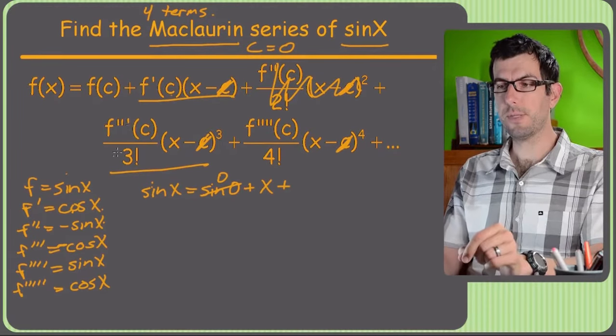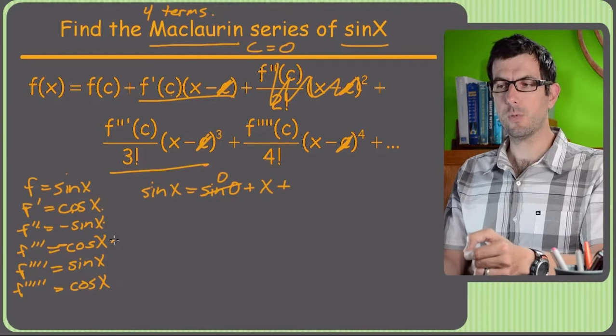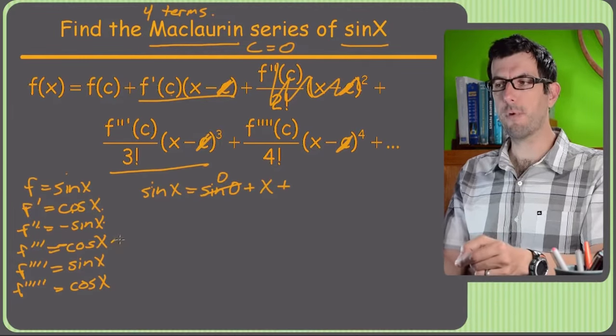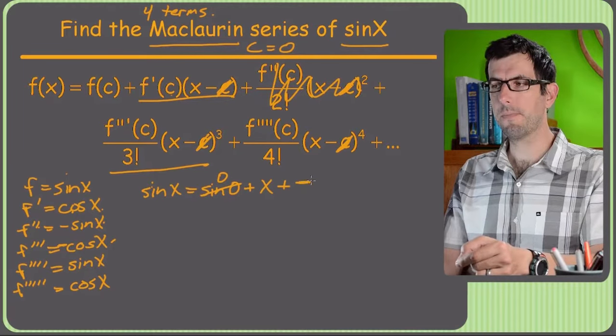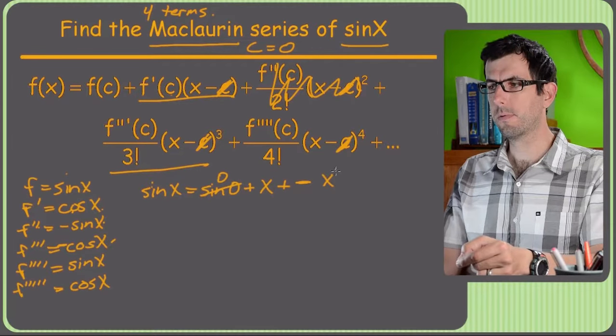Cool. So now we're ready for our next term. F triple prime was negative cosine x. Cosine of 0 is 1, but negative times that is negative 1, so this is actually a negative term. And then we have an x cubed, and downstairs we have a 3 factorial.